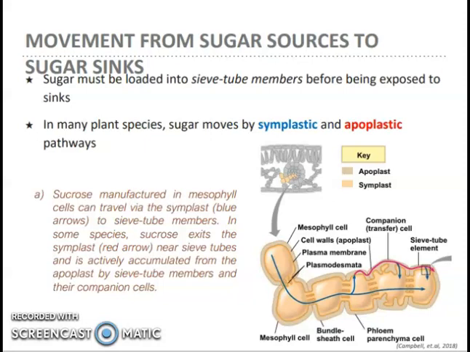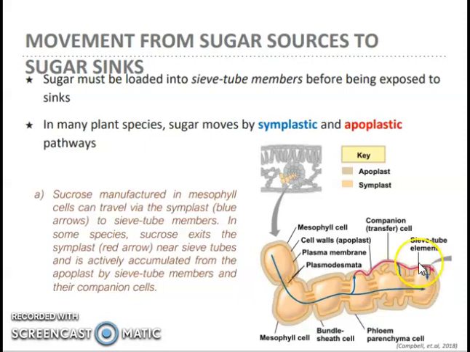The figure in this slide shows sucrose manufactured inside the mesophyll cell, and then it can travel via the symplastic pathway, this arrow, through the cell membrane. At the beginning, the mesophyll cell will manufacture sucrose, and later on it will transport that sucrose molecule, passing between cells before it is unloaded into the sieve element.